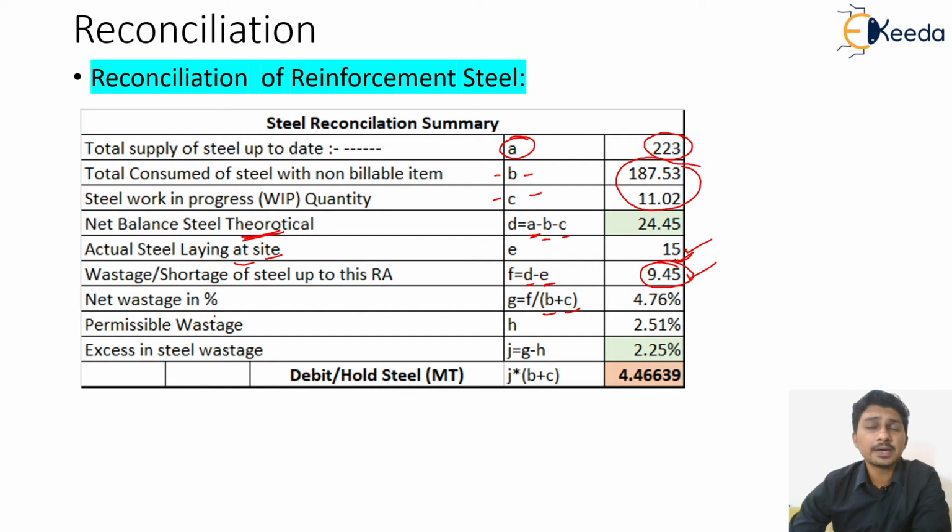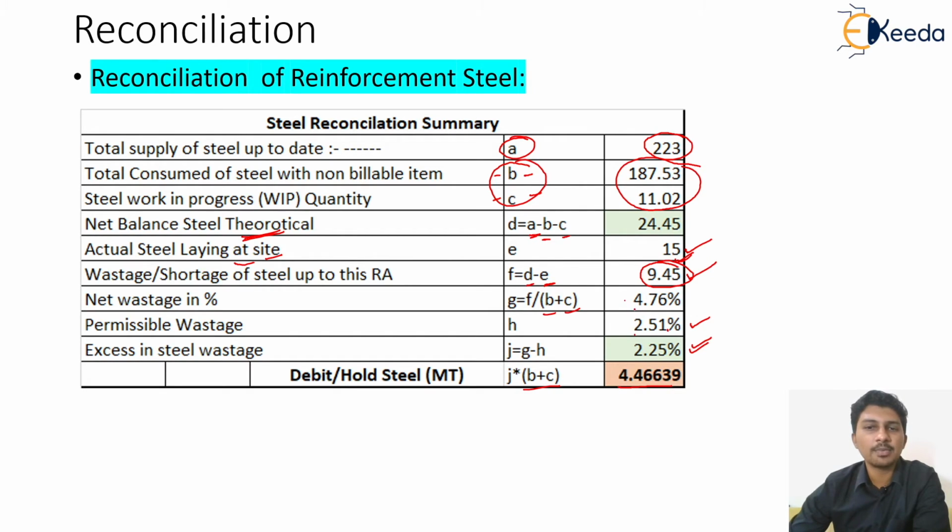So now how much is the permissible wastage? There is a clause in your contract that you can have 3.51% as extra wastage. Okay, so now excess in steel wastage, how much extra wastage I have done, is equal to 4.76 minus 2.51, that comes out to be 2.25% extra. So now for that 2.25 I need to convert it to the quantity. So 2.25 into consumed quantity, that's B plus C. I get 4.466, nearly this much metric ton of steel is missing, and I need to put it as a debit, or hold whatever the cost of this is from the contractor.